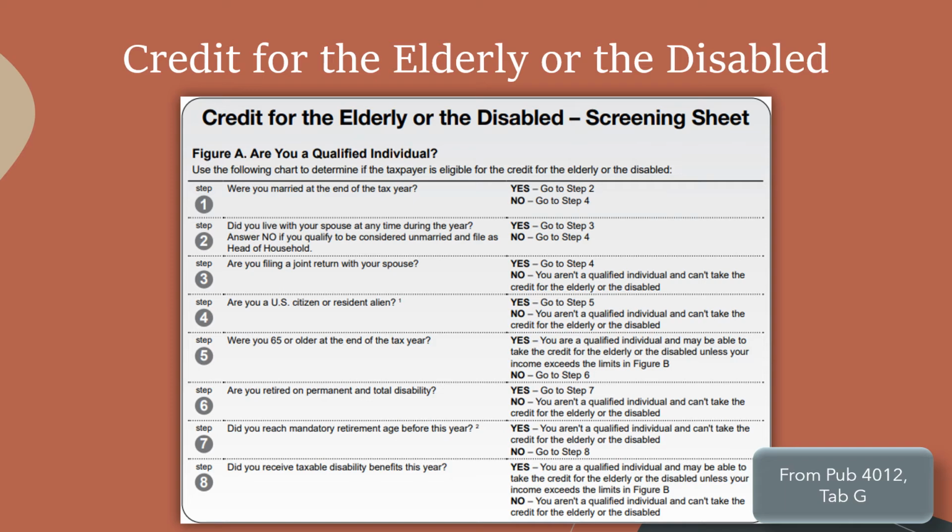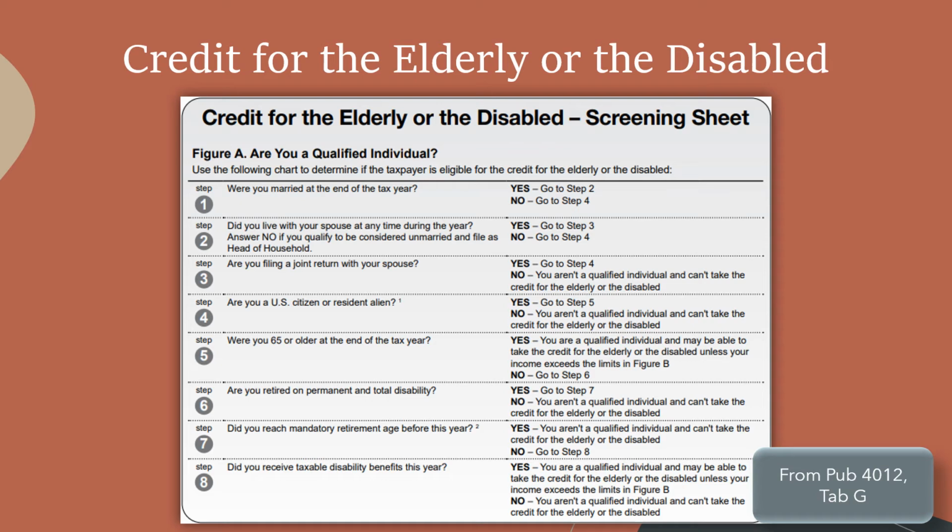Was our taxpayer married at the end of the year? If yes, they go to step 2. If no, they're going to skip down to step 4. So let's say yes, they were married. And then step 2 asks, did you live with your spouse at any time during the year?